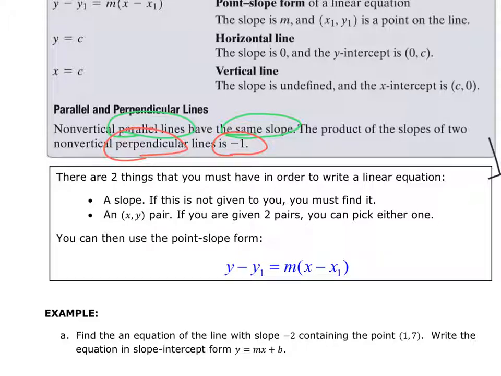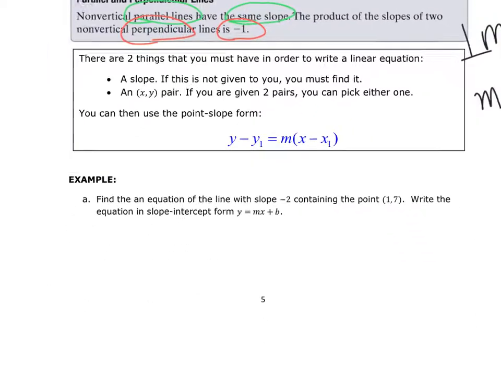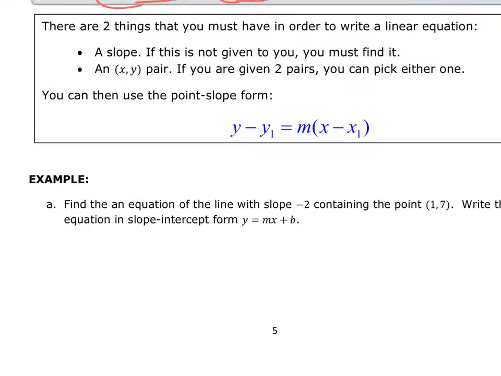There are two things that you need to have to be able to write a linear equation. You need to have a slope, and you need to have at least an ordered pair. If you're given two ordered pairs, then the first thing you have to do is find the slope, and you're going to pick one of those two points, and you're going to use slope-intercept form. So let's take a look at our first example and see what it is that we have and what it is that we need to do.